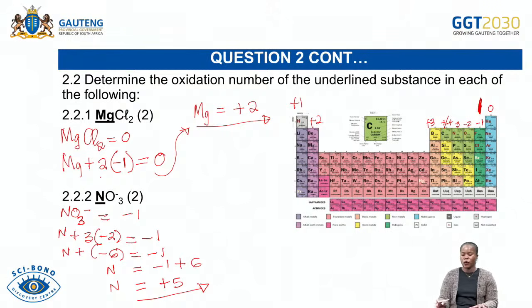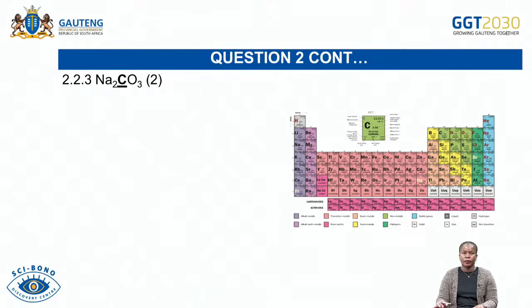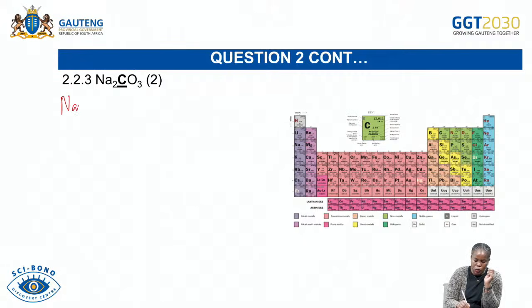Nice, no? Right. And then moving right along, Na2CO3. We're looking for the oxidation number for carbon. It's a compound, so we are equating it to 0. Na2CO3 equals 0, because it does not have a charge.